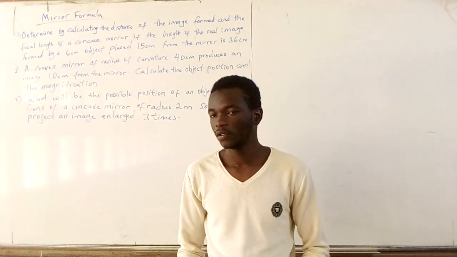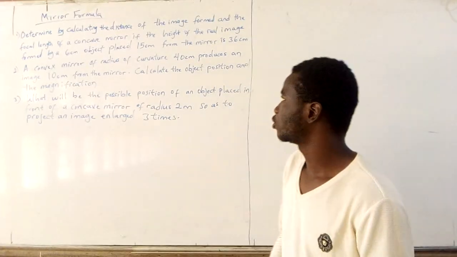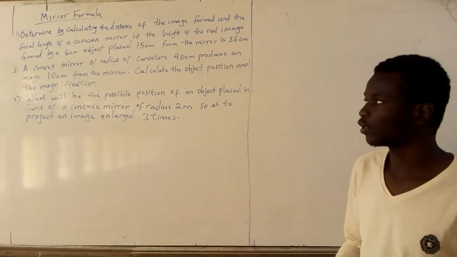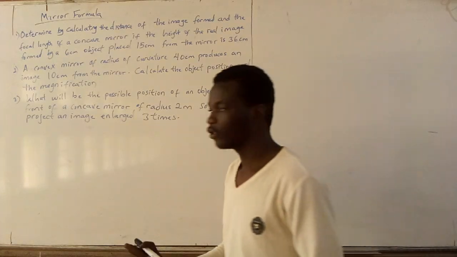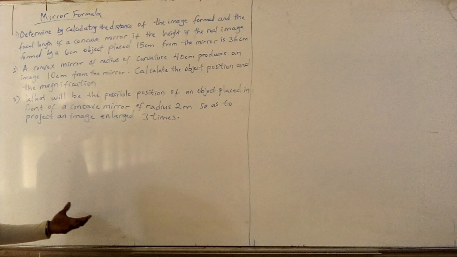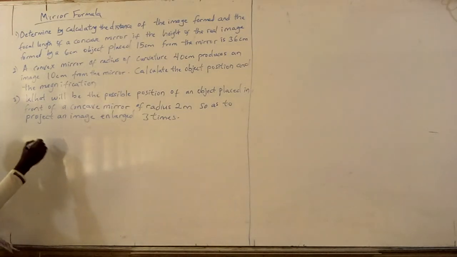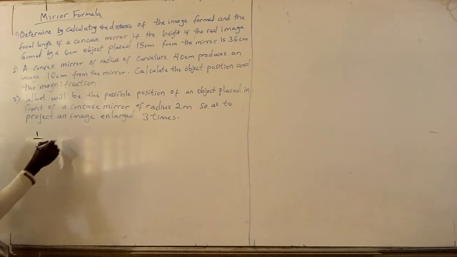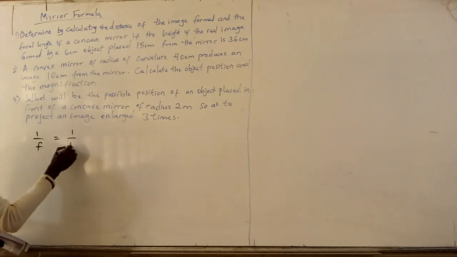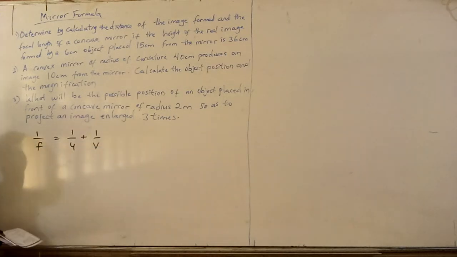Welcome back. In this video, I'm going to look at how we can make some calculations using the sign convention and the mirror formula. For the mirror formula, we're going to derive some formulas we use in solving these problems. The first formula is 1 over f equals 1 over u plus 1 over v.